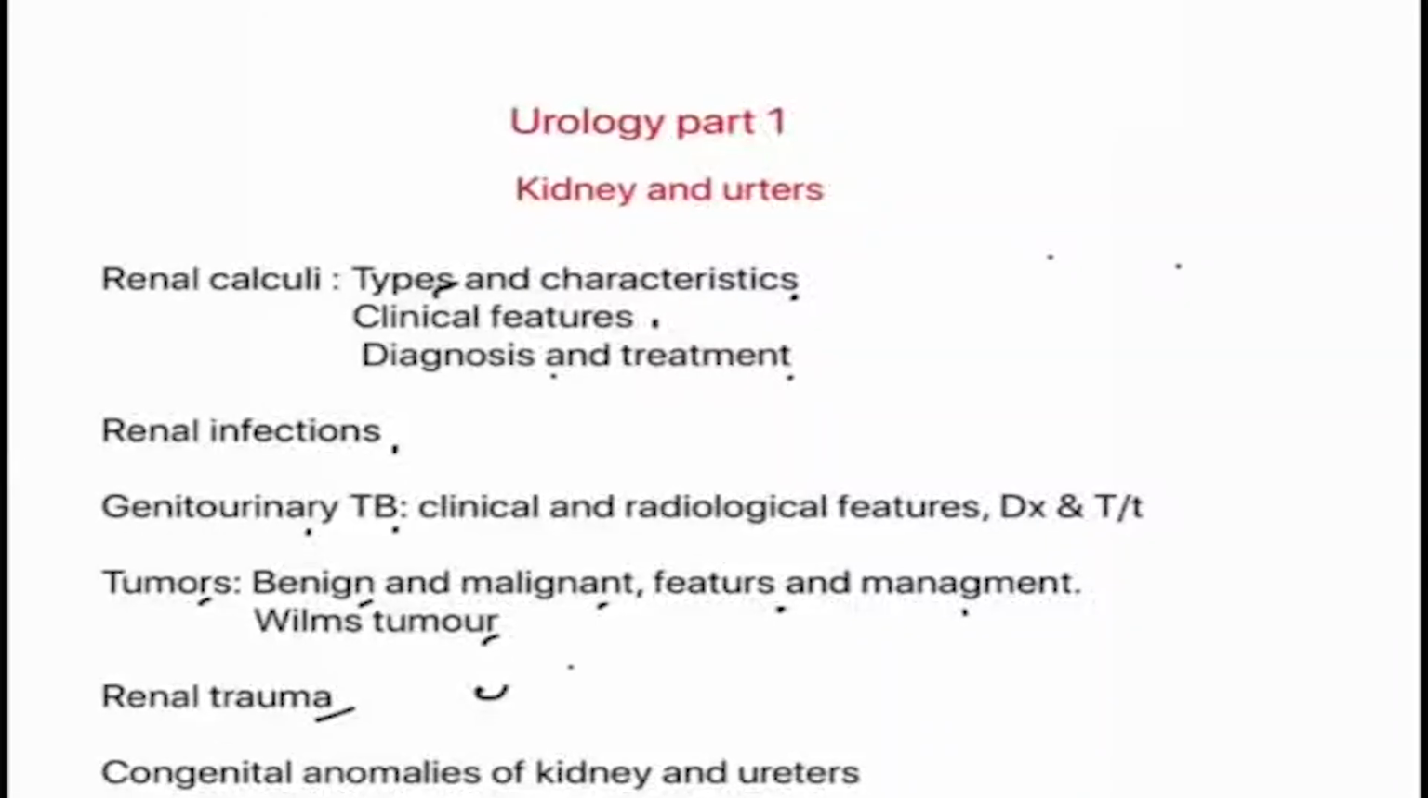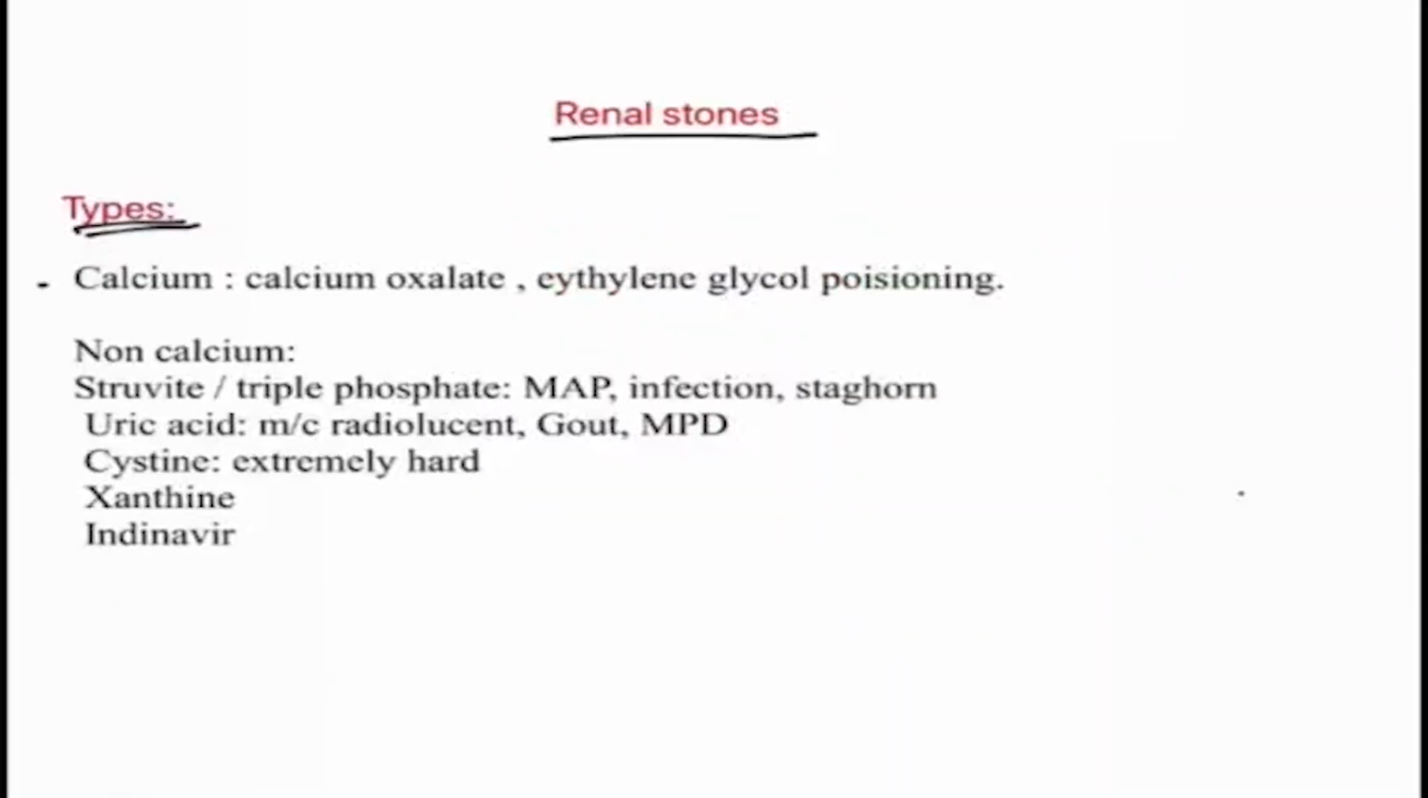Now coming to the renal stones. First, what are the types of renal stone? So renal stones are broadly divided into two types: calcium stones and non-calcium stones. Calcium stones are the most common renal stones. They are composed of calcium oxalates and also in ethylene glycol poisoning.